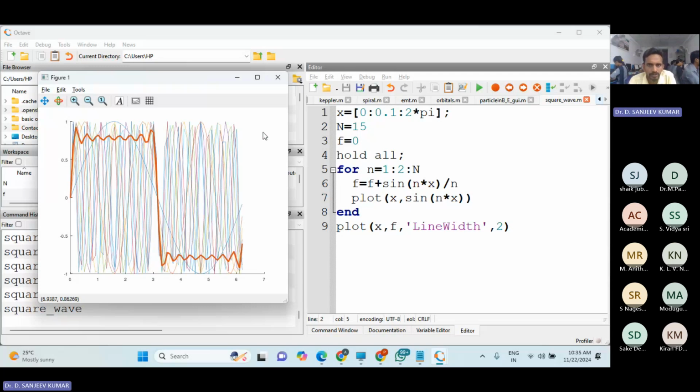So this is how we can plot Fourier series for square wave. And we can verify how much better the square wave improves with contribution from additional terms.